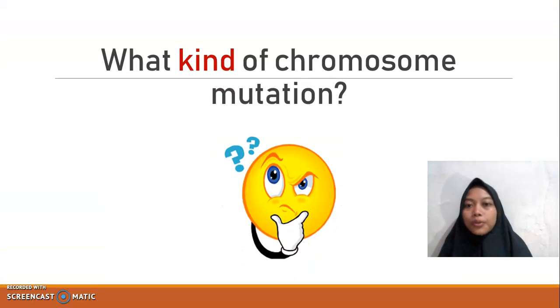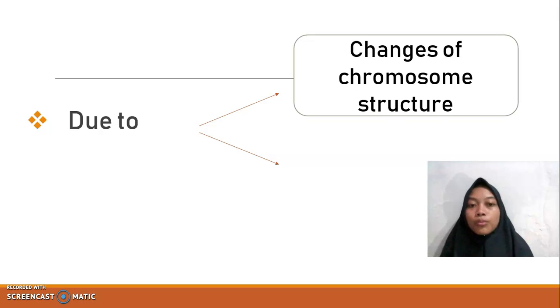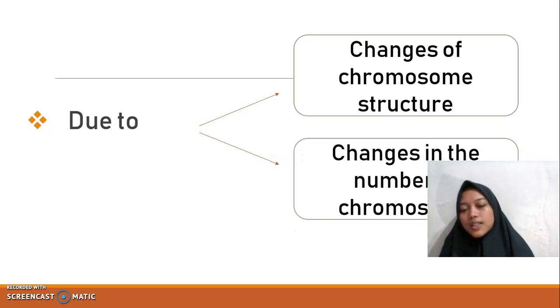What kind of chromosome mutation? There are two kinds. First is change of chromosome structure caused by change in chromosome structure or chromosomal damage, also called aberration. And the second is change in the number of chromosome caused by change in the number of chromosome or ploid, involve the loss or addition of chromosome devices or genome.